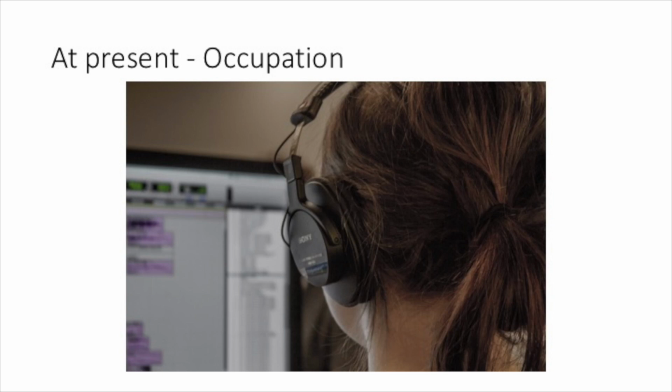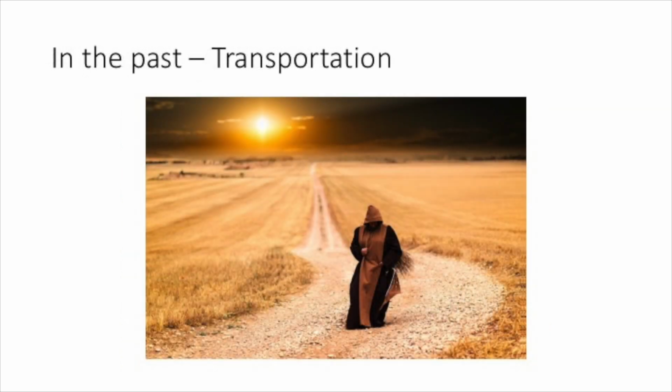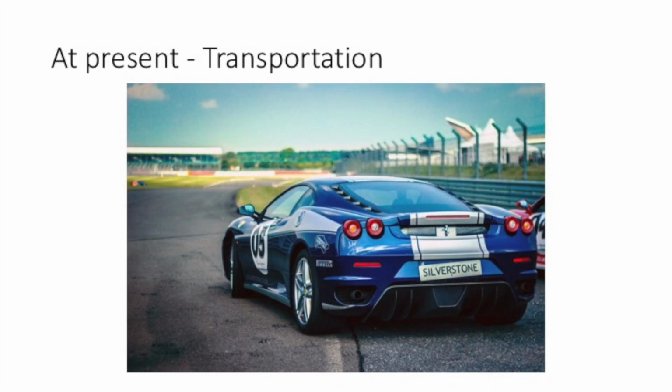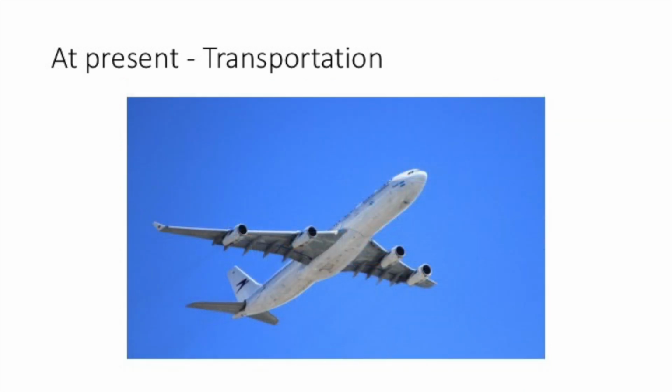working with technology. And in the past, transportation, before we had cars, airplanes, and trains, people would have to walk to where they wanted to go. Or, if they were rich enough, they had a horse, they could go by horse or by boat. But in the past, no cars. And nowadays, at present, we have the cars. So it's a lot more convenient to get to where we want to go. Airplanes.